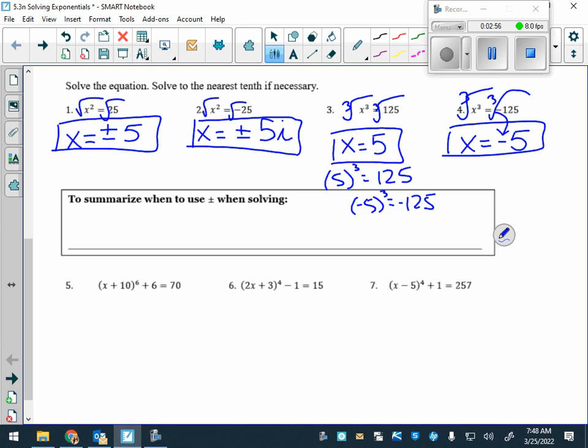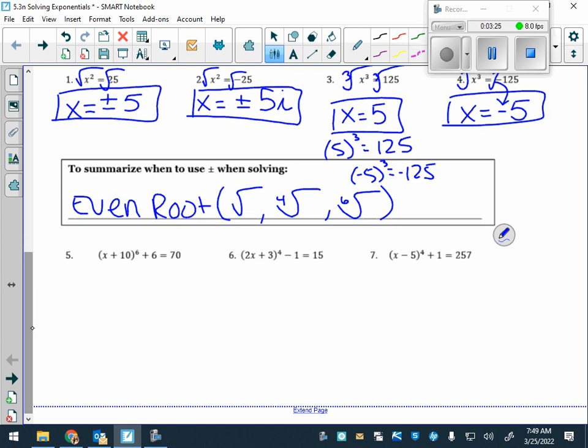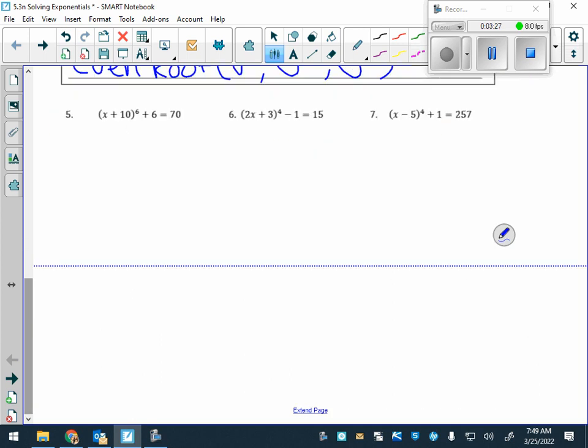And you said odd, so if it was like 4 or something, would you still plus or minus? Yes. So, to summarize, when to use plus or minus when solving: you are taking an even root. So, square root, fourth root, sixth root. That's when you will include plus or minus. So when you have an even root, you are going to have plus or minus. So let's try a few examples.